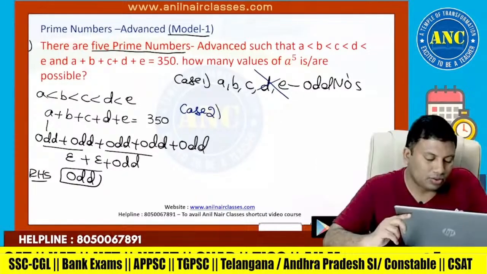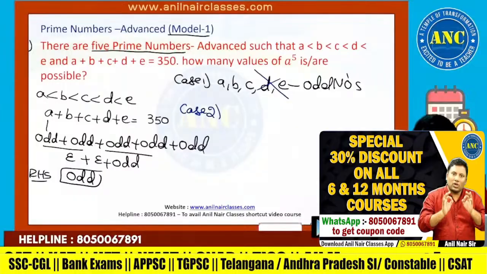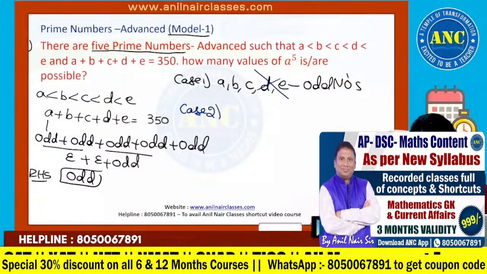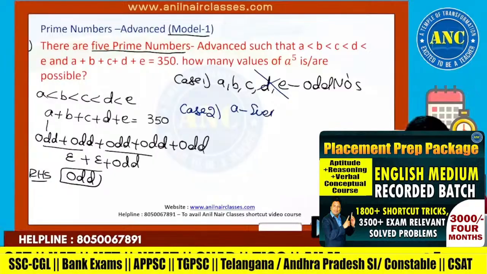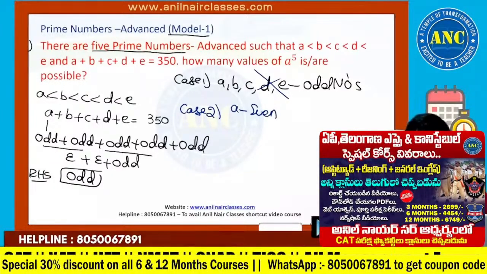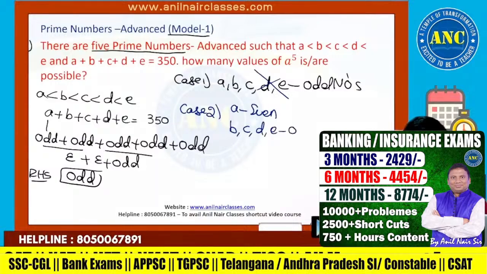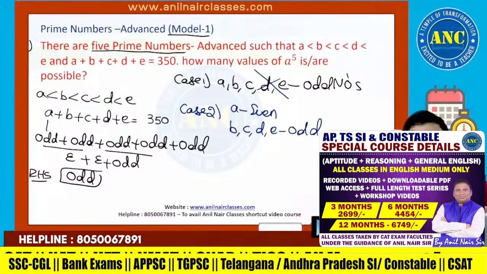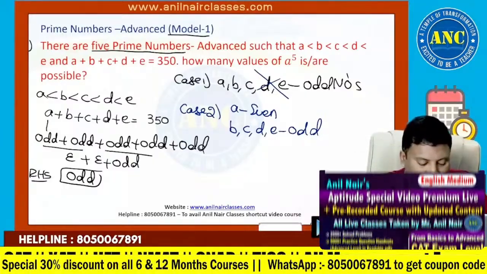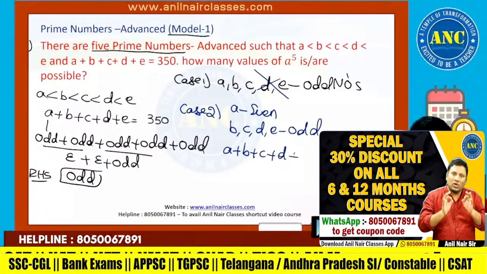Case number 2. You cannot have more than one even number in the set of prime numbers. The lowest prime number is 2. So A is even, and B, C, D, E are odd. Why should only A be even? Because the lowest prime number which is even is 2. So this is nothing but A plus B plus C plus D plus E.